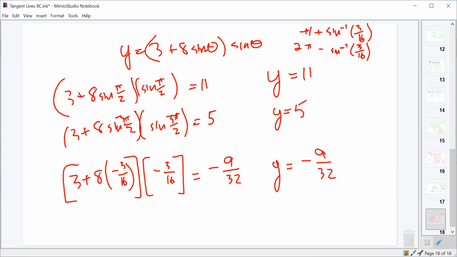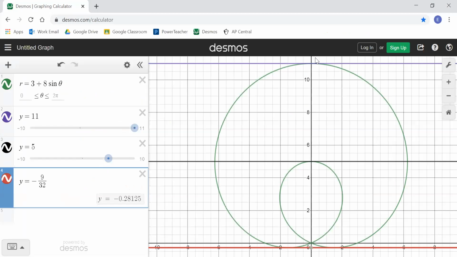Can you guys still see? You can't see. It says the screen sharing is paused. That's weird. I never went to Desmos. Now you can see Desmos. Everybody good? Sorry. So y equals 11, y equals 5, and y equals negative 9/32.